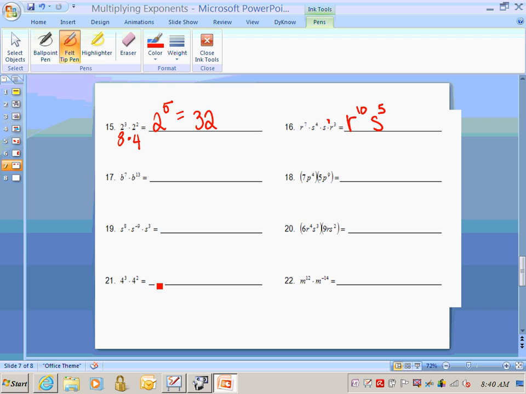Okay, let's look at 21. Is 4 a base or a coefficient? Base. So I have 4 to the 5th power, and that equals, that's not 32. No, because 4 times 4 is 16. 16 times 4 is 64. And 64 times 4 is 256.